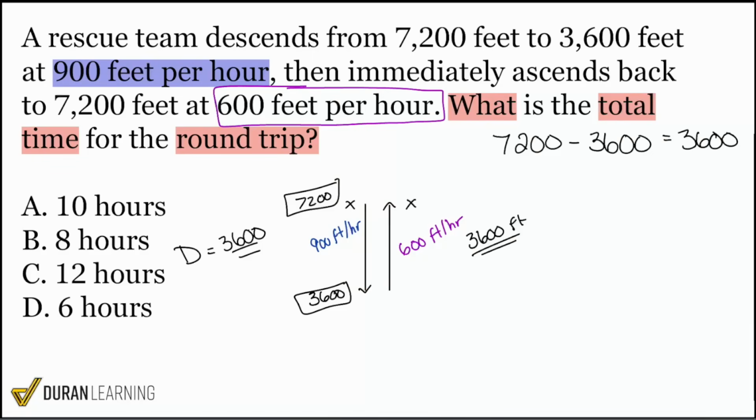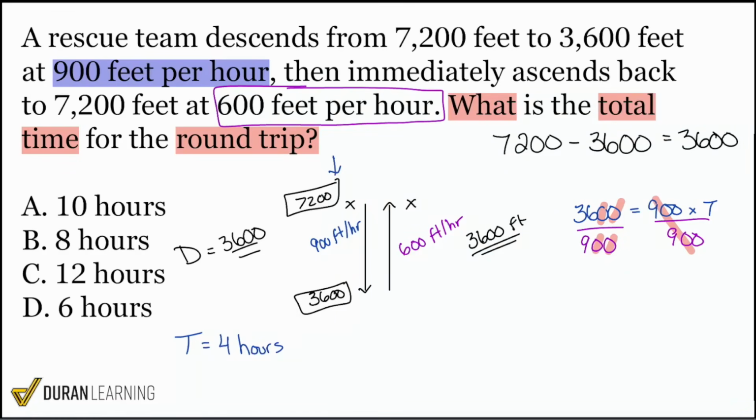Here we go. In blue, I'll represent going down. So we have the distance being 3,600 equals my rate, which is 900 feet per hour multiplied by time. If I divide both sides by 900, take a look over here. Those zeros are going to cancel out. So goodbye there, goodbye there. And then we have 36 divided by 9, which is going to be 4. So that cancels out, and we end up getting, again, T equals 4 hours.